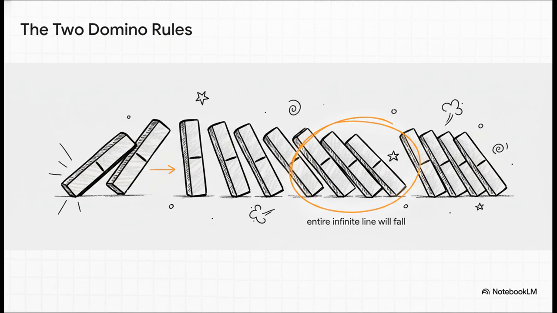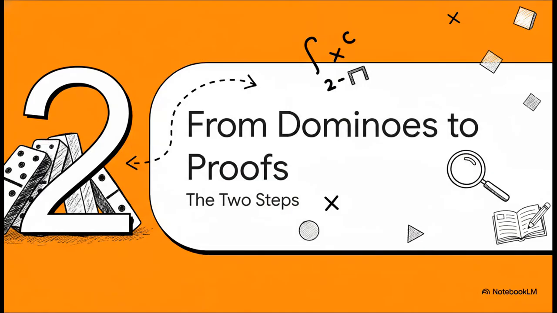That's it. First, you got to give that very first domino a push. That starts everything. And second, you have to set them up just right. You have to make absolutely sure that if any domino falls, it's guaranteed to knock over the one right after it. If you can do those two things, you've done it. You can walk away knowing for a fact that the entire infinite line is going to fall one by one.